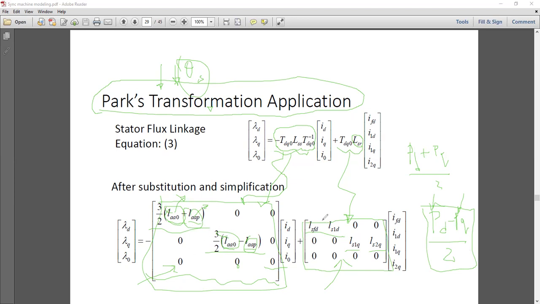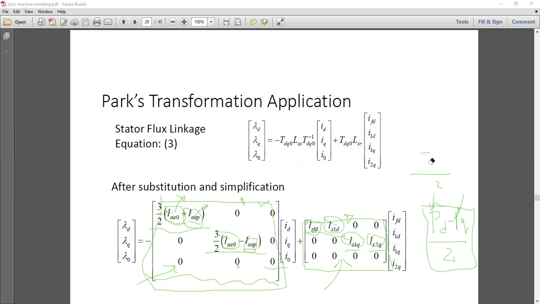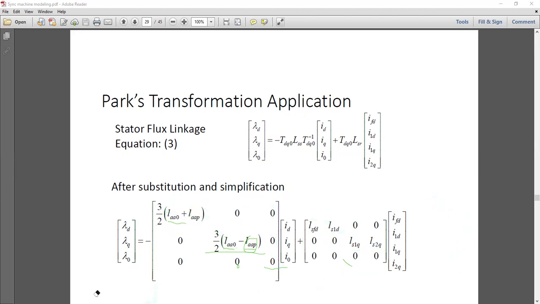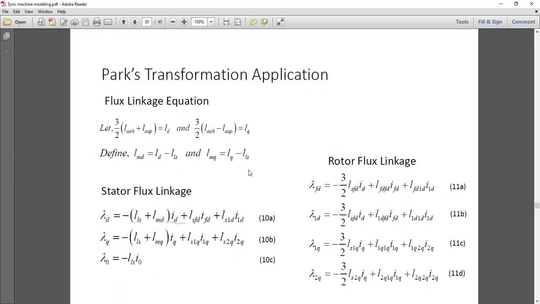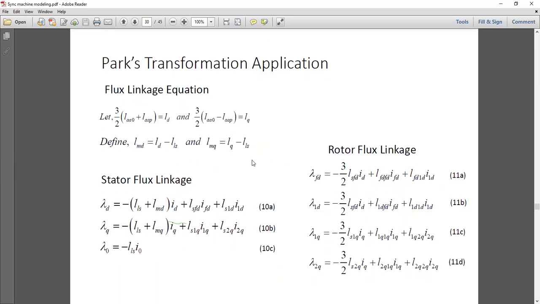So these are constants. LSFD, LS1D, these are again constants. So all these are now constants and independent of theta. So with the help of the Park's transformation, we have got the advantage that we were looking for. So once we have this LD, we continue with a little more modifications on these stator flux linkage equations.